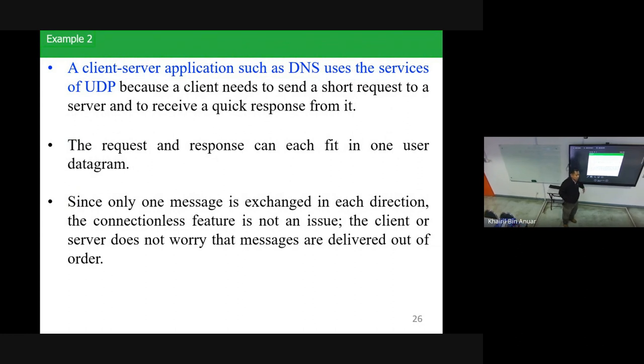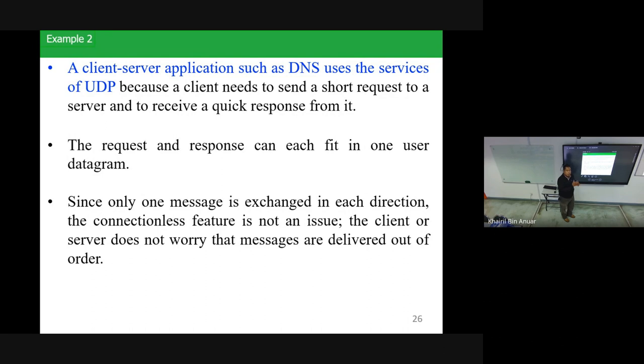The next few slides will give you some indication of when it is more proper to use UDP or TCP. Say a client-server application such as DNS uses this service, because the client needs to send a short request to the server and receive a quick response. So this can be a correct fit. The request and response can each fit in the user datagram. Since only one message is exchanged in each direction, connection efficiency is not an issue, and the client and server do not worry about messages being delivered out of order. Because you just need very small messages to be transferred quickly, and it can fit within one datagram.